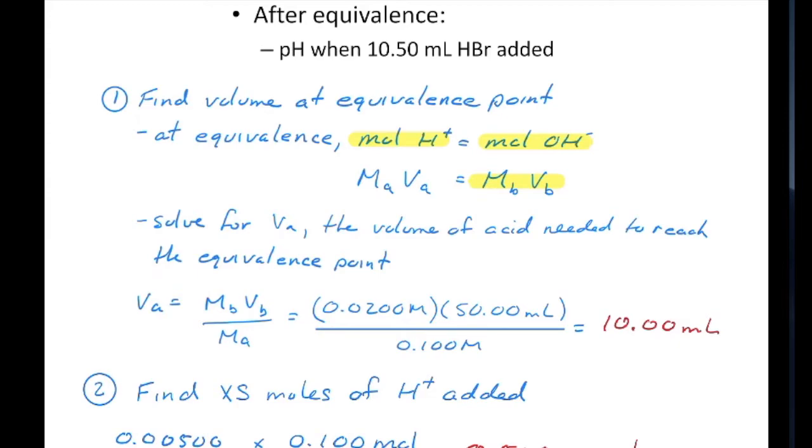And we do the same calculation for the acid. We have the molarity of the acid, but we don't have the volume yet, because that's what we're trying to figure out, right? We're trying to figure out how much acid needs to be added to get to the equivalence point. So we're going to solve this equation for the volume of acid. The molarity of the base times the volume of the base divided by the molarity of the acid gives us an equivalence point of 10 milliliters.